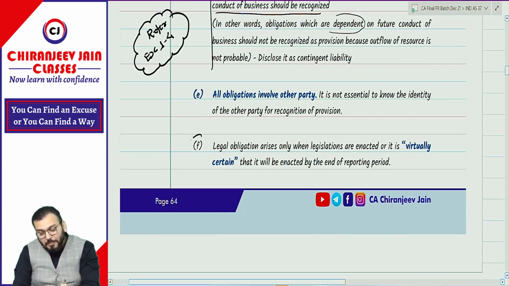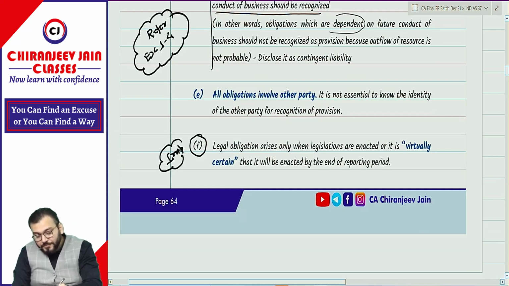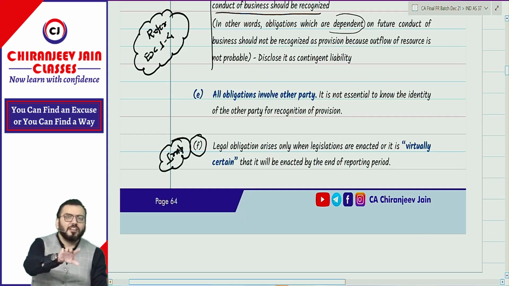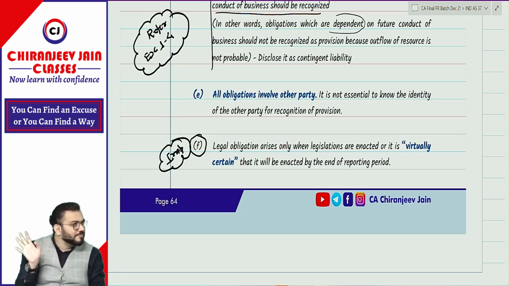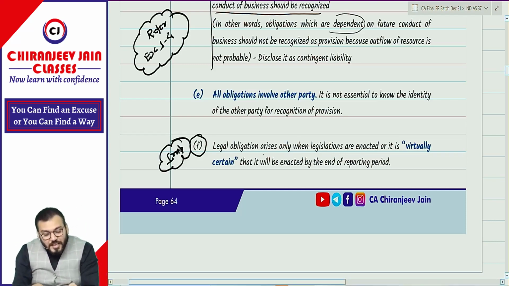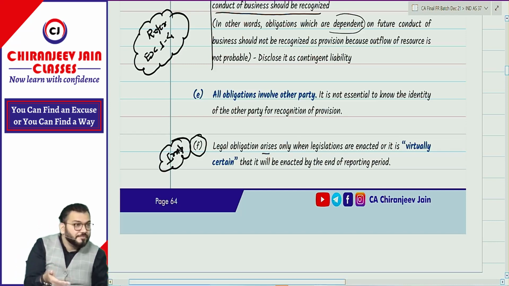Point number F, which is very important from the examination point of view. What do they say? Legal obligation. Legal obligation, you have understood? Obligation can be a legal obligation or a constructive obligation. Constructive obligation also you have understood? Yes, sir. Legal obligation arises only when legislation is enacted.